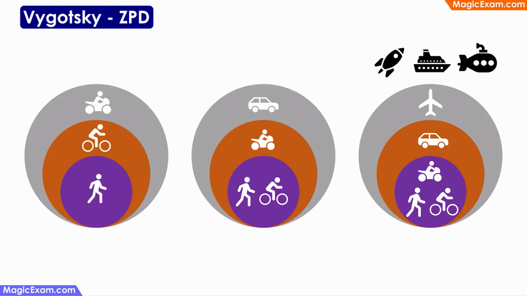Let me explain the concept of a zone of proximal development and how it evolves over the lifetime of a person using a small example. When you were a small child, the first thing that you learned was to run and walk. So running and walking were things that you could do independently. And you were just learning how to ride a bicycle. Therefore, you could ride a bicycle with some help, support and guidance. Therefore, riding a bicycle was in your zone of proximal development.